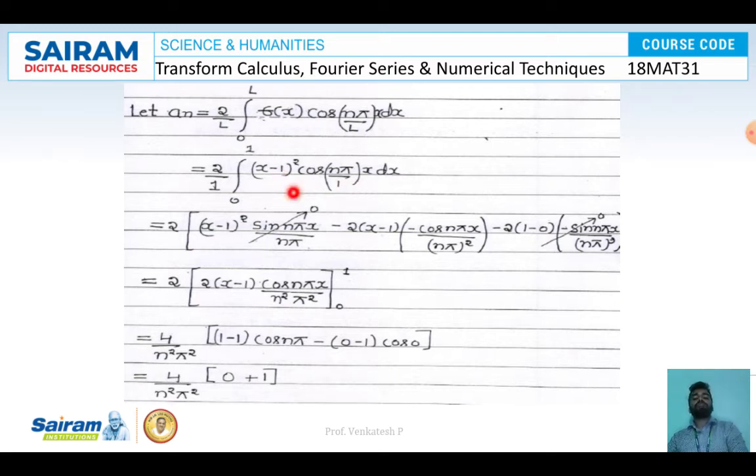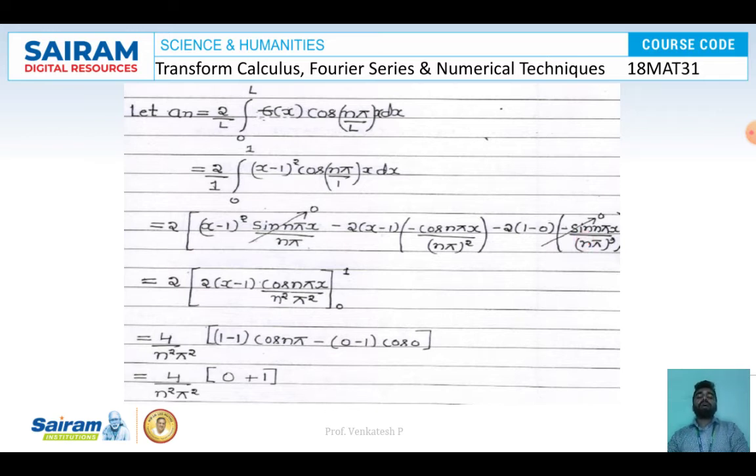So to solve this one, I am going to apply Bernoulli's rule. Taking (x minus 1) whole square as u and cos n pi x as v, applying Bernoulli's rule. So after integration, we'll be getting the equation like 2 into (x minus 1) whole square sine n pi x by n pi, minus 2 times (x minus 1) into minus cos n pi x by (n pi) whole square, minus 2 times (1 minus 0) into minus sine n pi x by (n pi) whole cube, with the limit 0 to 1.